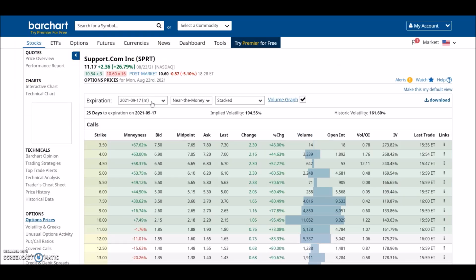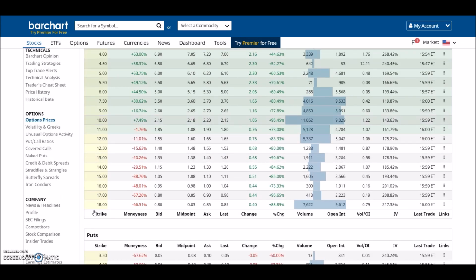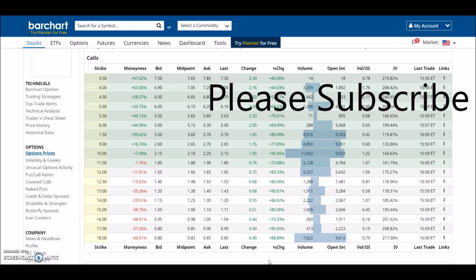So this is for options expiring the 17th of September, and look at the call option activity. Lots of call options are still open for the 7.5 strike, 9 strike, 10 strike. But the important thing is to look at 18. The most open call options are 9,600 contracts for a strike price of 18. So they are betting big. They are buying out of the money call options.